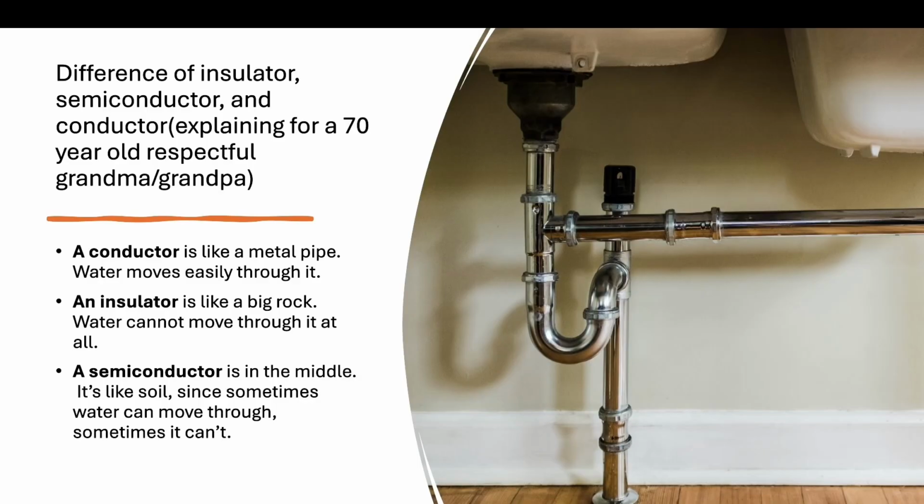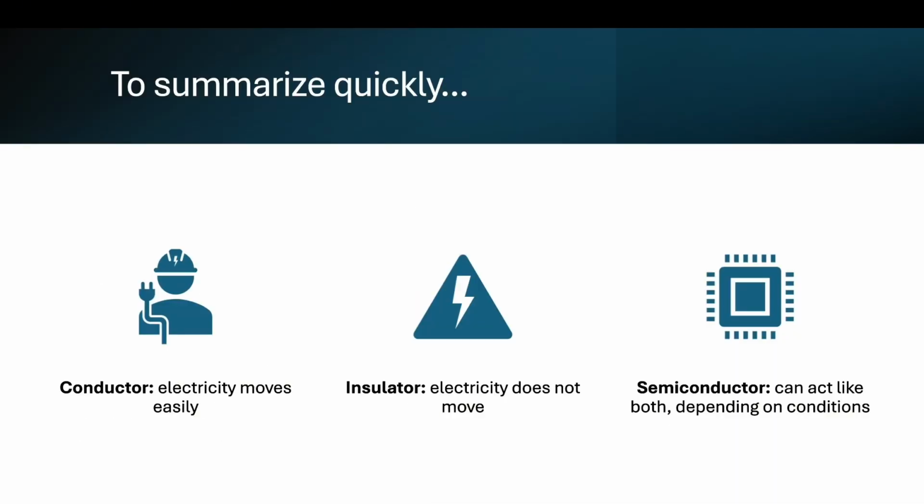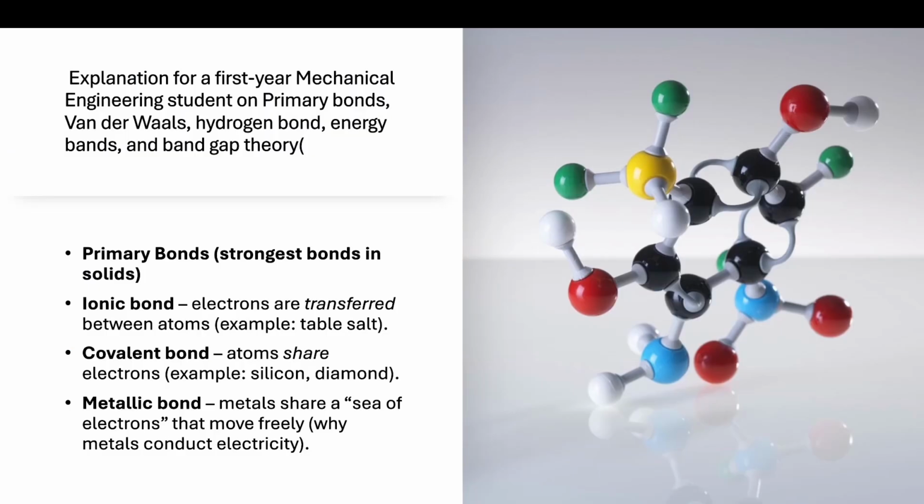And so, in short, to summarize: in a conductor, electricity moves easily. In an insulator, electricity does not move. And in a semiconductor, it acts like both, depending on the conditions.